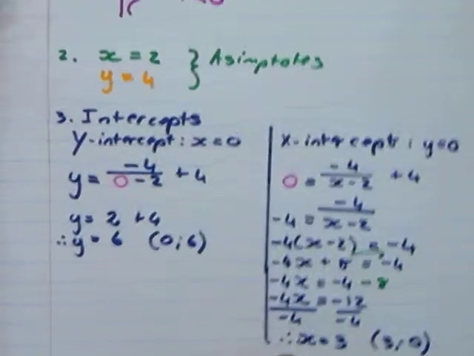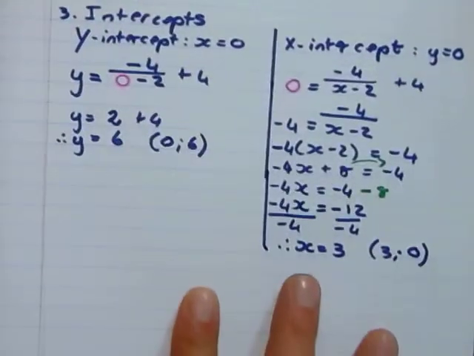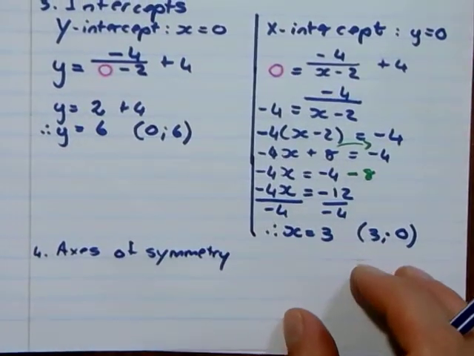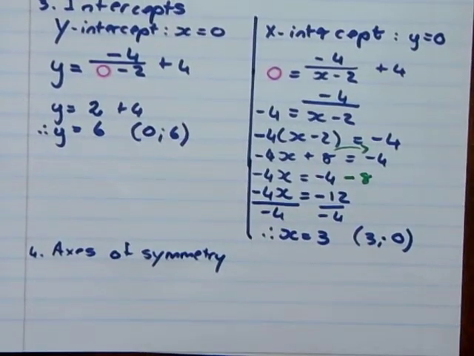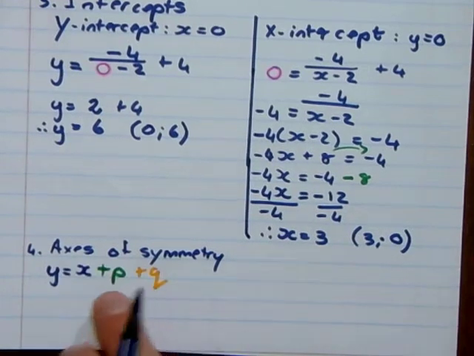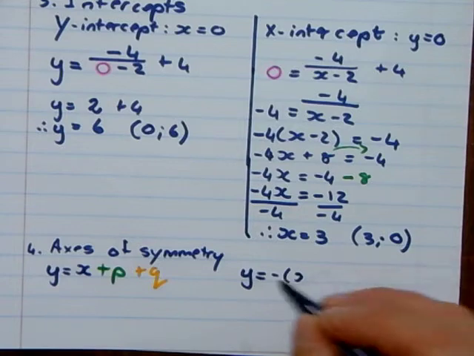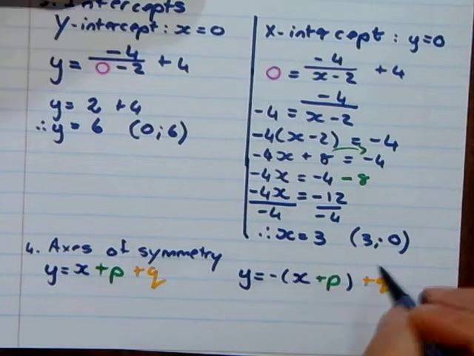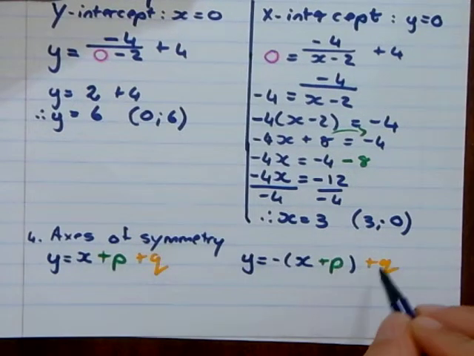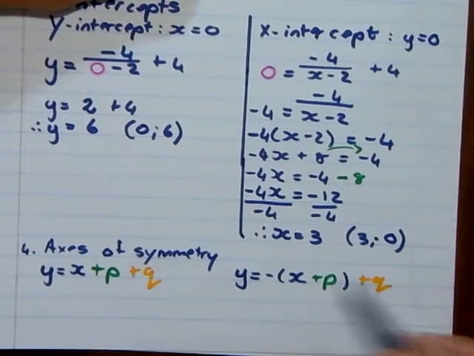Okay, let's go to number 4. Number 4 is my axis of symmetry. So therefore we're going to have y equals x plus p plus q, and the other one will be y equals minus x plus b in brackets plus q. Now we just substitute in and get my equation.